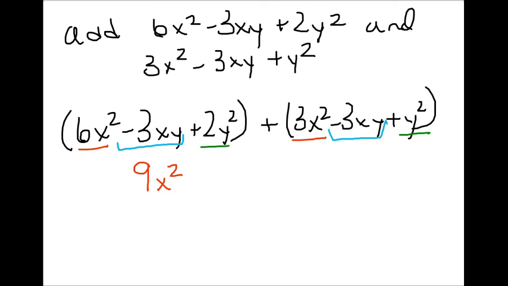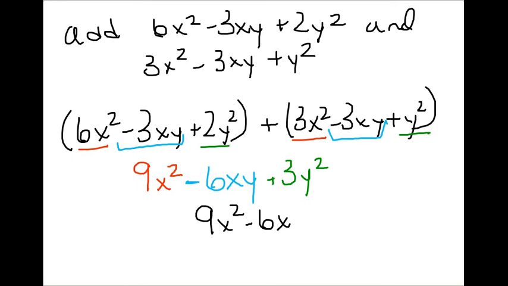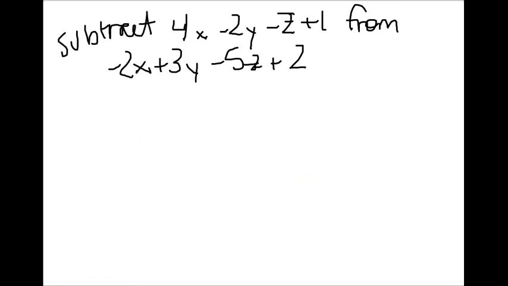I have negative 3xy plus negative 3xy. Their signs are the same, so I add them. So it's negative 6xy. And then I have a positive 2y squared and a positive y squared. And that's going to give me a positive 3y squared. So my simplified polynomial, after I add those two, is going to be 9x squared minus 6xy plus 3y squared. Pretty simple. Now remember, it's a little trickier with subtraction.